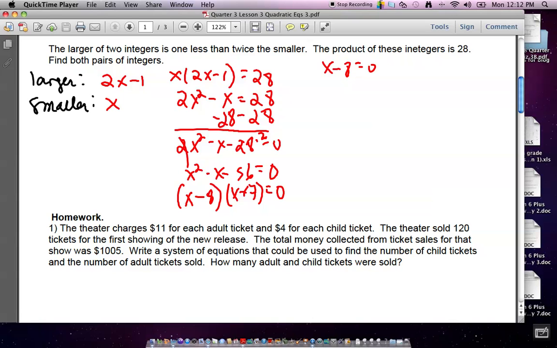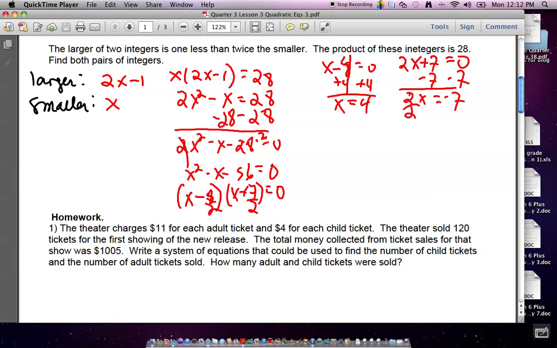Don't you have to divide first? Oh, God, yes, thank you so much. Divide by 2. X minus 4 equals 0. And then 2x plus 7 equals 0. Add 4 to both sides. X equals 4. Minus 7 to both sides. And I get 2x is negative 7. Divide by 2. And I get negative 7 over 2.